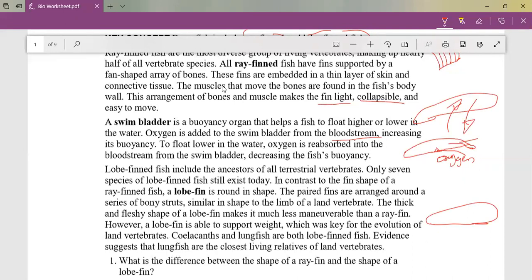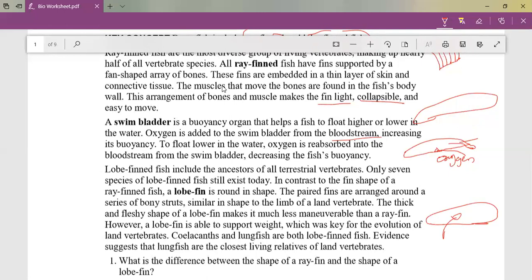You get what I'm saying? So that makes it light. If it wants to go down the water, it takes in oxygen, and that makes it heavy to go down. I thought it was the opposite, yeah. When you take in oxygen, it has a light weight. It floats. No. When it takes in oxygen, it's like a balloon. Okay. It floats. When it lets oxygen out, it sinks.